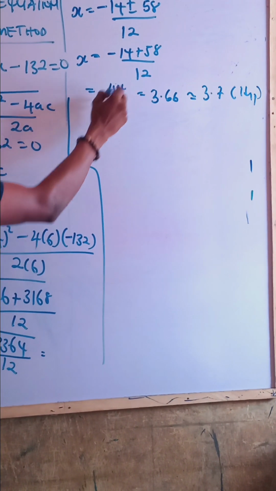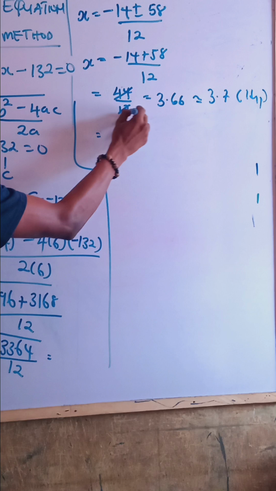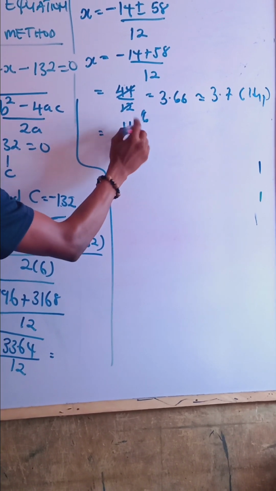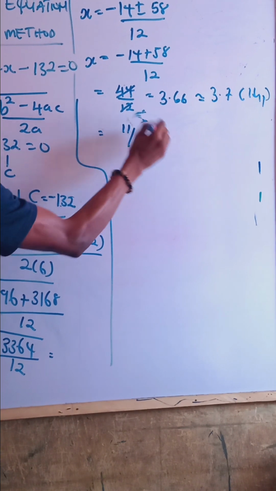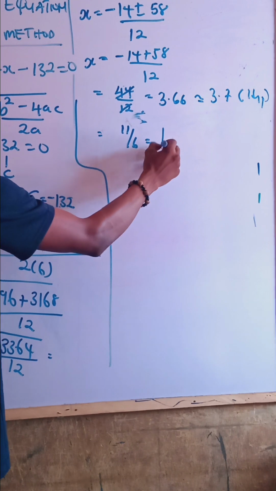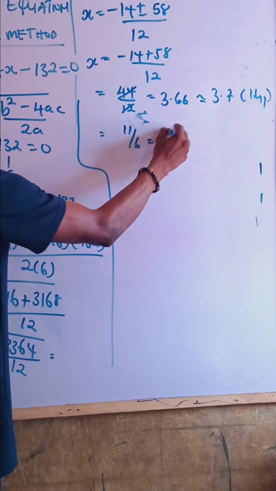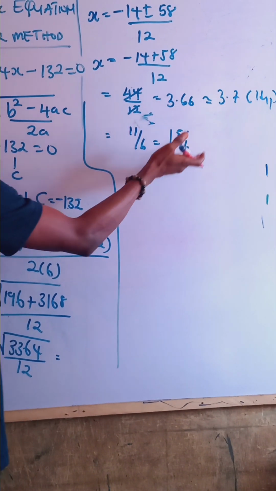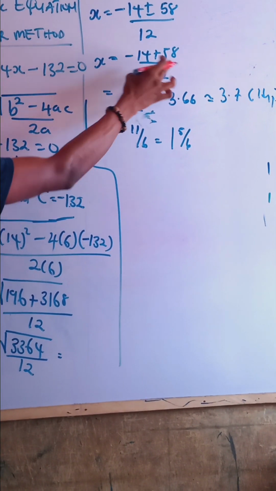Or we can have it that 2 here is 11, 2 here is 6, that would be 11 all over 6. After that, 6 goes into 11 one time, remainder 5, so 1 and 5 over 6. So it's either you answer in decimal point or in mixed fraction. The other one, we are going to split the other one too.